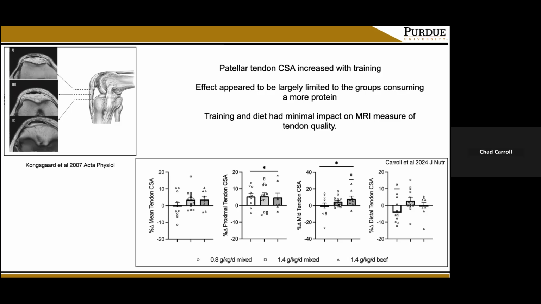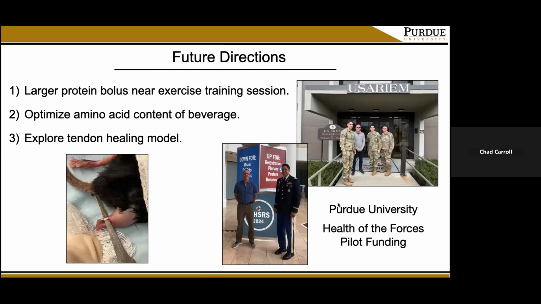And we didn't really raise amino acid levels to the extent that we might have if we had given a bolus during training and things like that. So I really think that there's some more work we can do here. And in fact, that's essentially what we're doing.